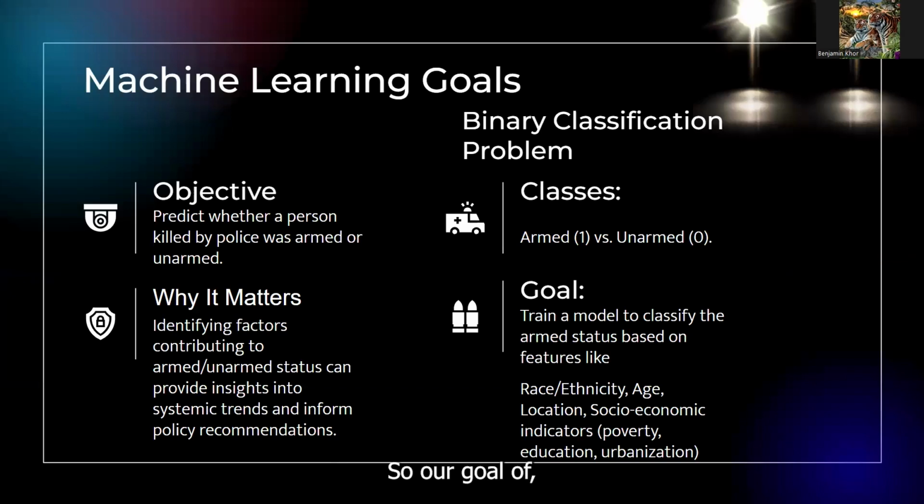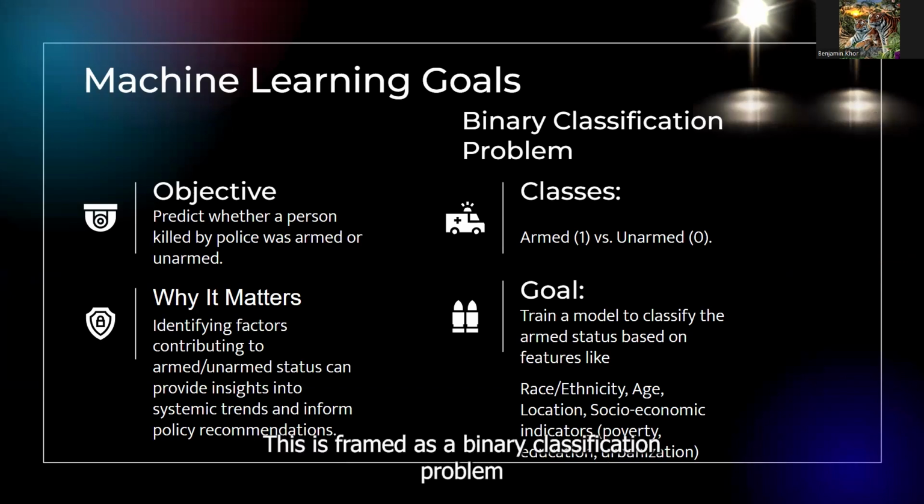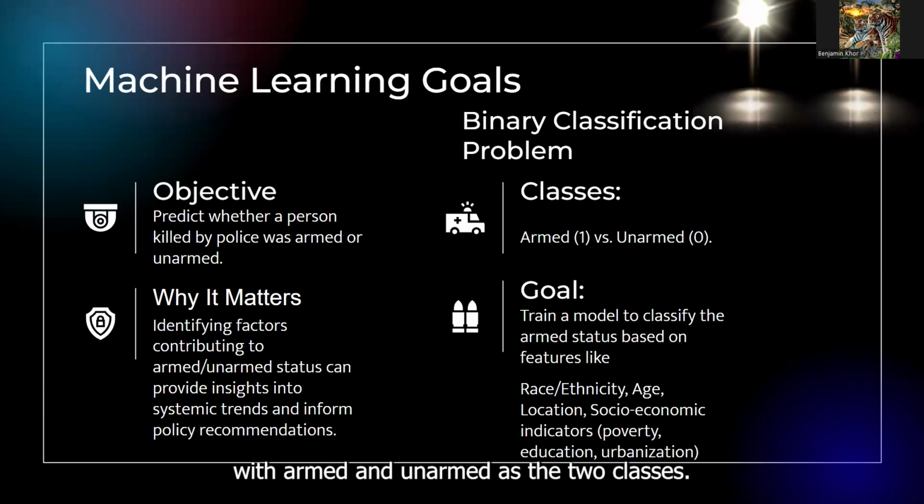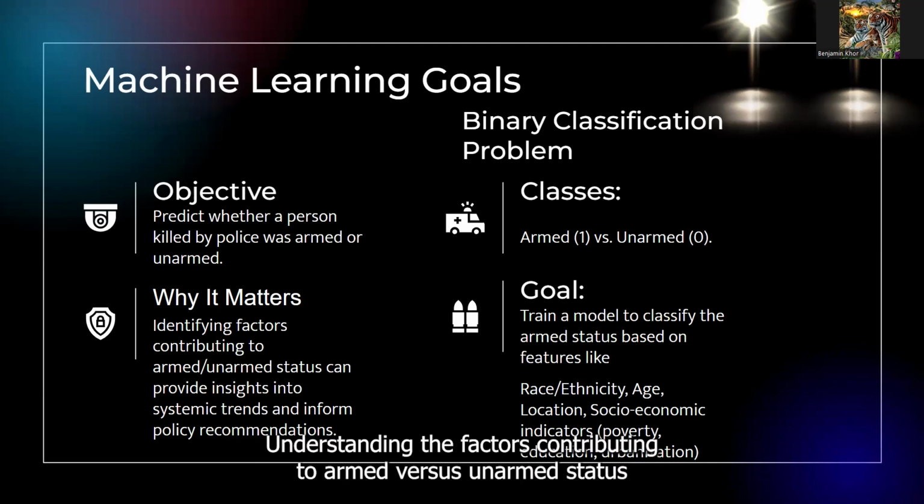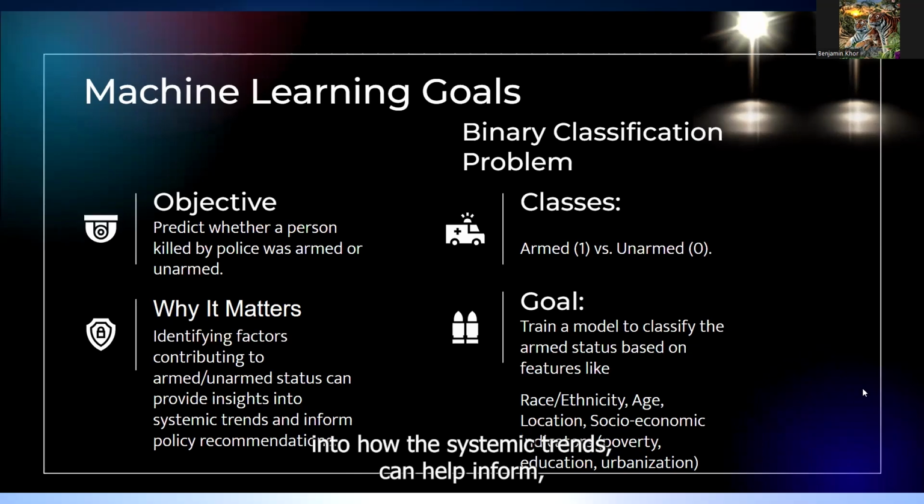So the goal of our machine learning analysis was to classify whether a person killed by police was armed or unarmed. This is framed as a binary classification problem, with armed and unarmed as the two classes. Understanding the factors contributing to armed versus unarmed status provides us invaluable insights into how systemic trends can help inform policy recommendations.